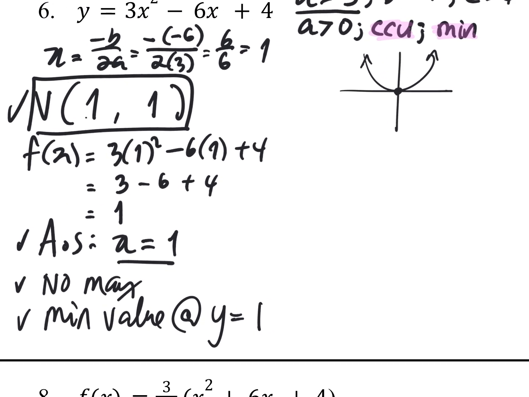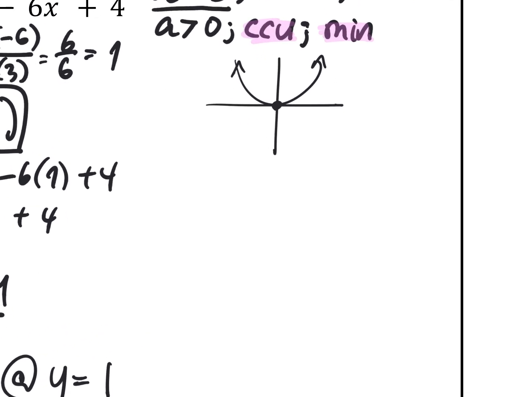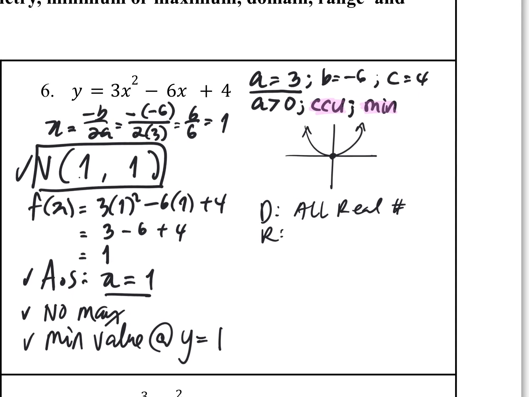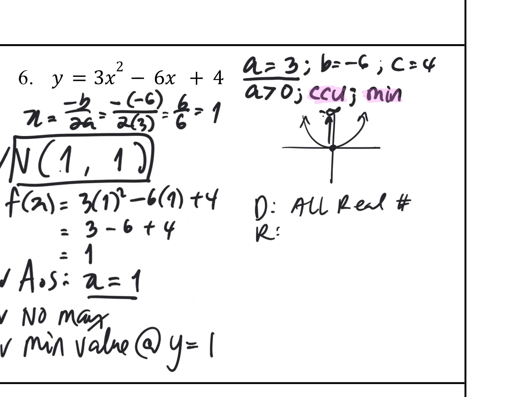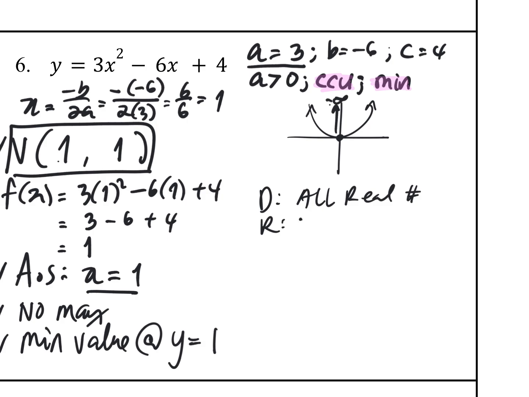Okay, what else? The domain. Let's look at the domain. The domain is going to be all real numbers. And the range, since it is going up, and the lowest that we can get in here is going to be 1 until going up to infinity. Okay, but we're not going to include infinity for now. So this is going to be y should be greater than or equal to 1.